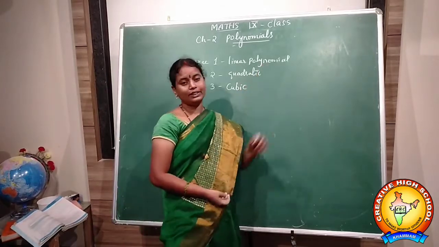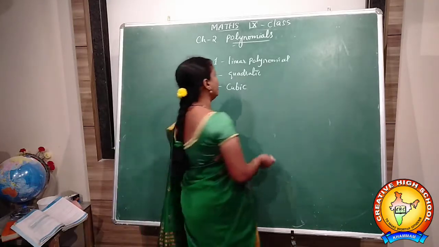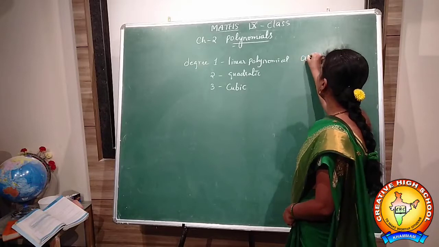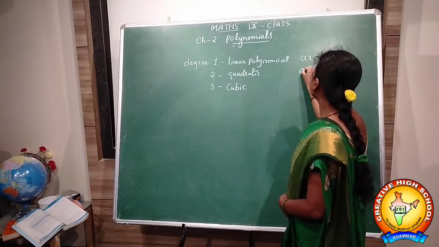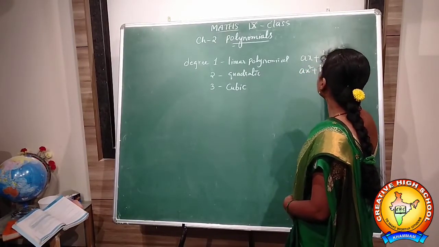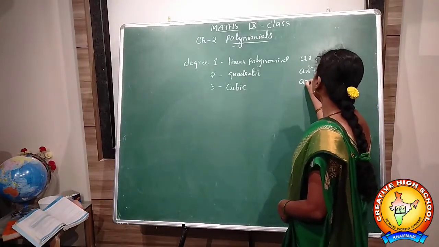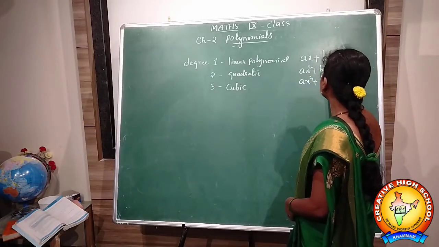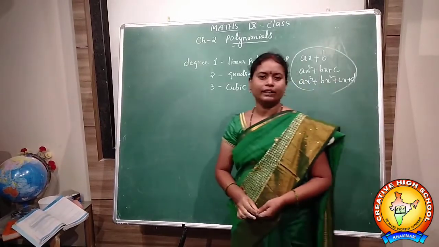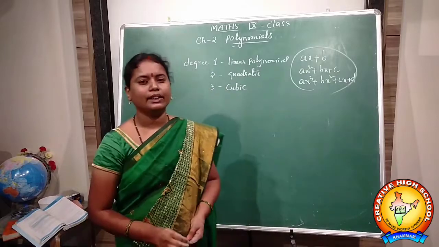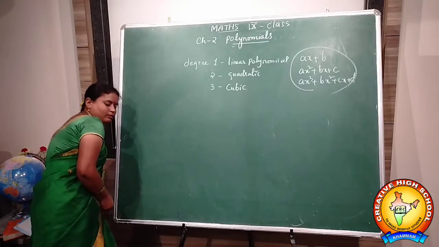We also learned the general forms. The linear polynomial general form is ax plus b. The quadratic polynomial general form is ax square plus bx plus c. The cubic polynomial general form is ax cube plus bx square plus cx plus d. And we also learned the coefficient, constant term and the degree of the polynomial. Today let us do some more problems from this chapter.